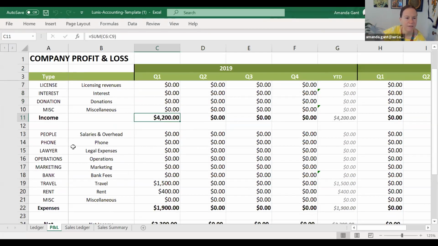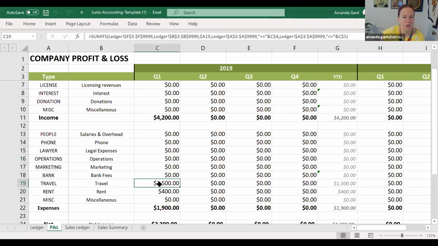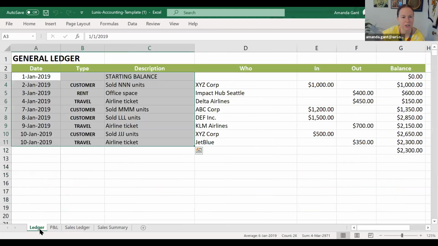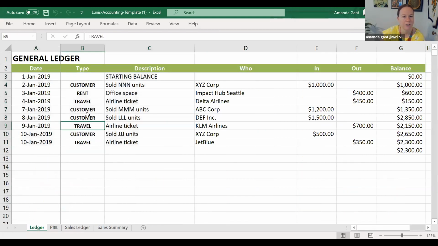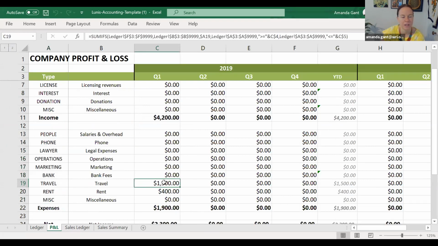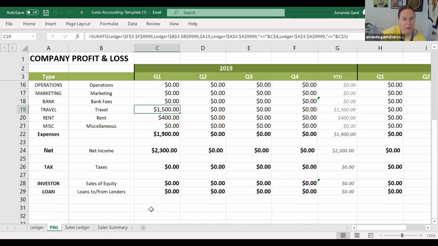And then they have a lot of expenses. And again, this is where you might want to follow some of the categories that are given to you by your tax code as well. And so it groups a lot of those expenses together. So this travel category comes from the ledger where they actually have 3 different travel entries that have been going on. And so it adds it up into one grouped expense. So this is like a summary of everything that's been going on.